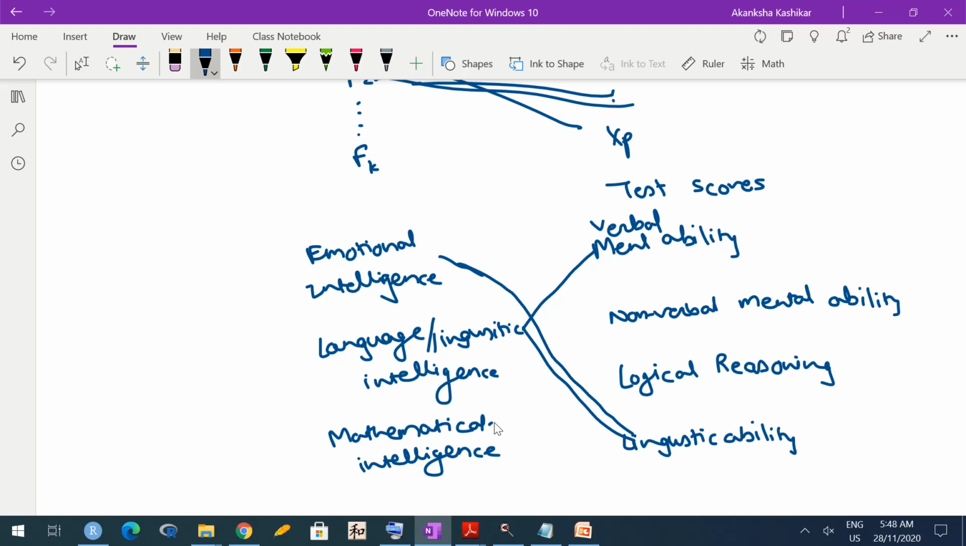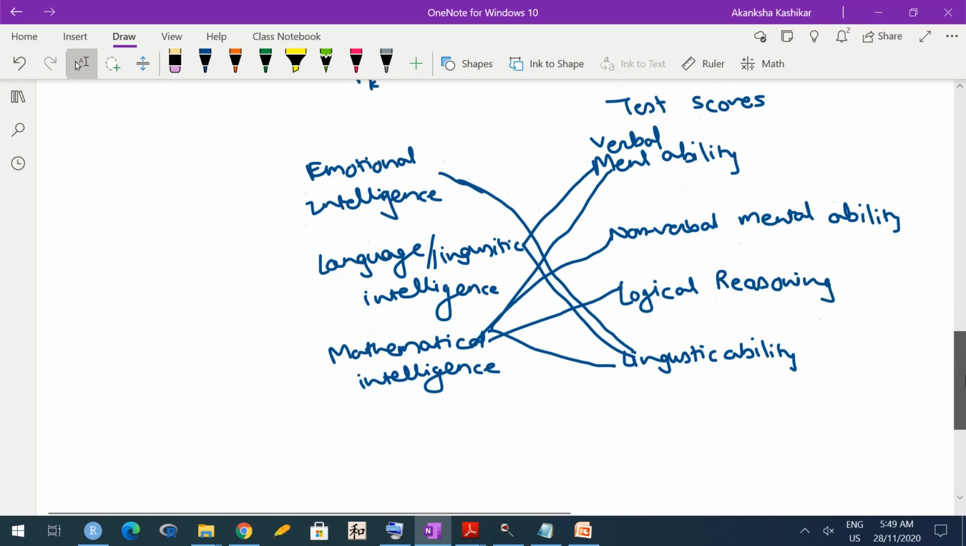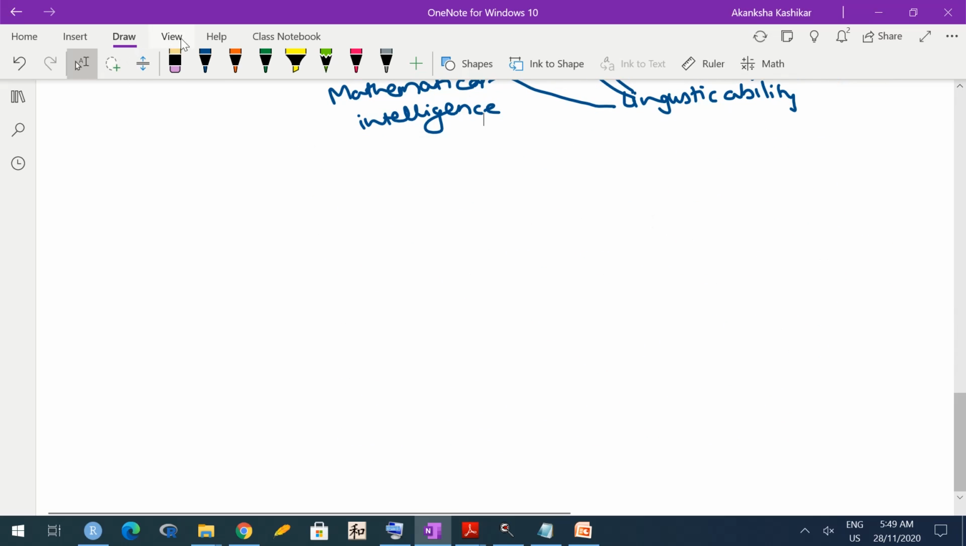Mathematical intelligence would have a role in logical reasoning, non-verbal mental ability, verbal mental ability because you need reasoning there, and to some extent even in linguistic ability because many a times grammar patterns are like mathematical patterns. If you understand them well, you would be able to express yourself well in a particular language. Okay, so many of these factors might control many of the observed variables. So there is no one-one relationship. These things we have to capture, and just like PCA, we try to find factors which are not directly much correlated with each other.